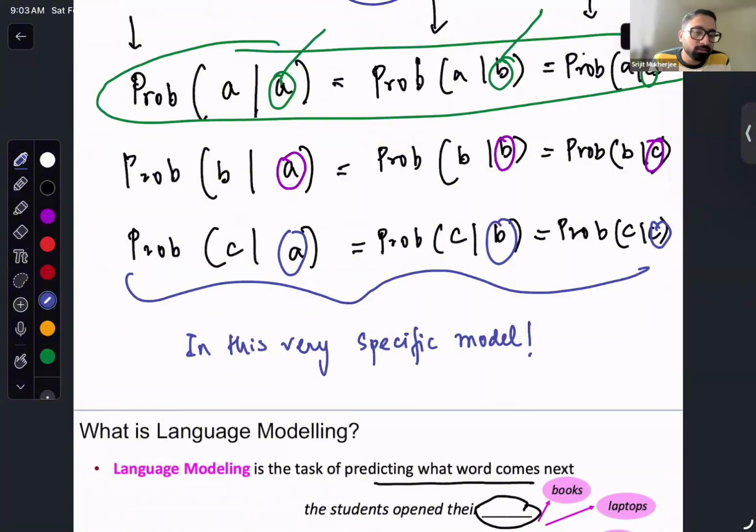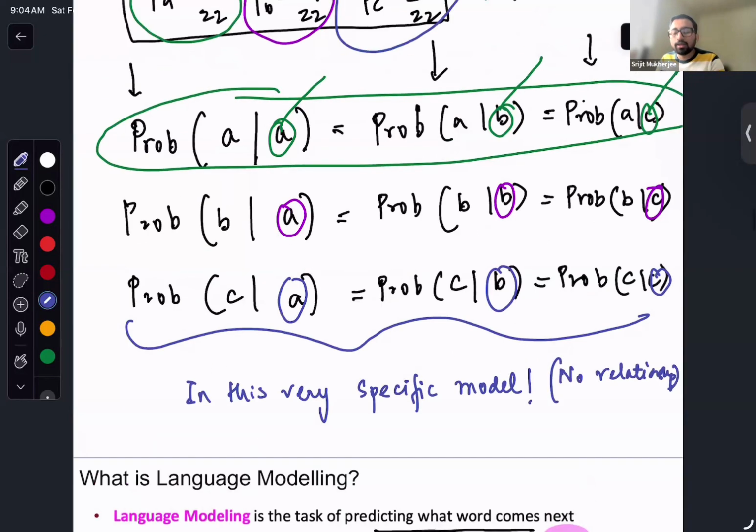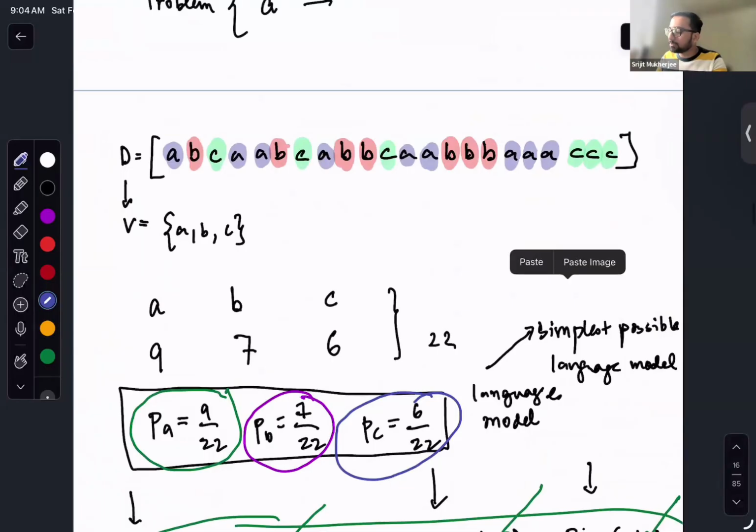But do we want this? We want this to be more fundamental. We want this to be more detailed. We want to actually understand how the relationship happens. So there is no relationship here. So this is what this model is.